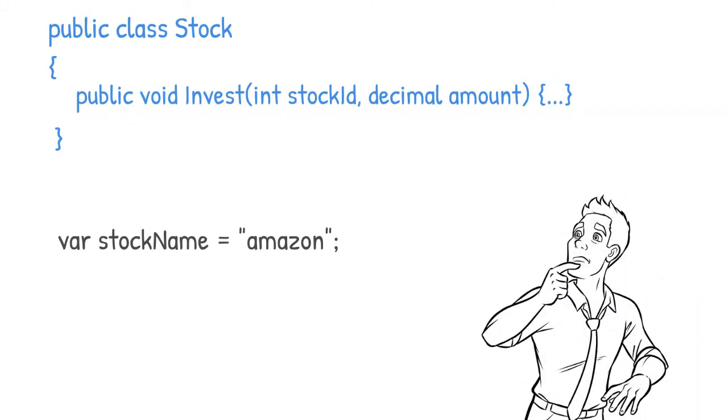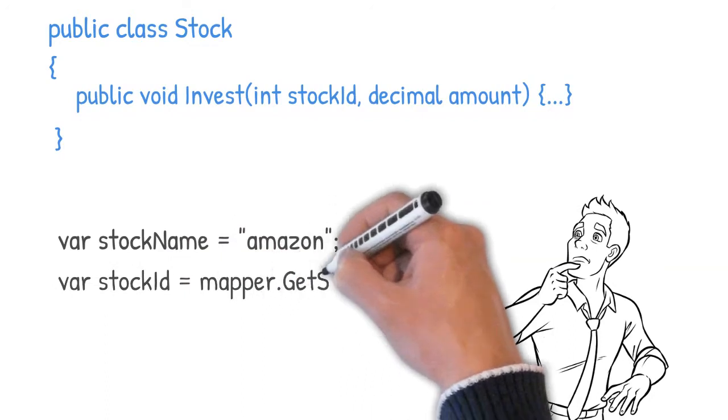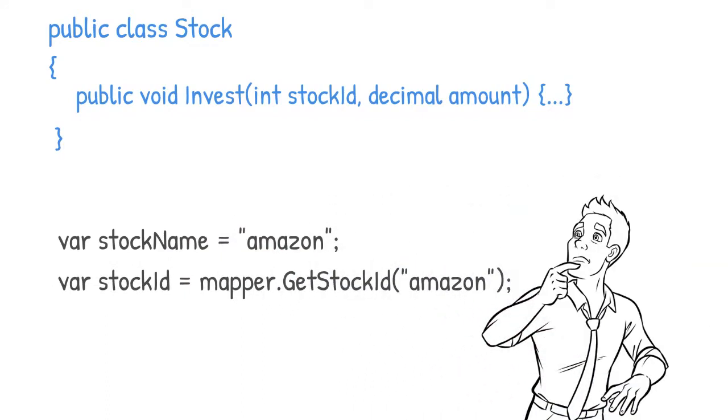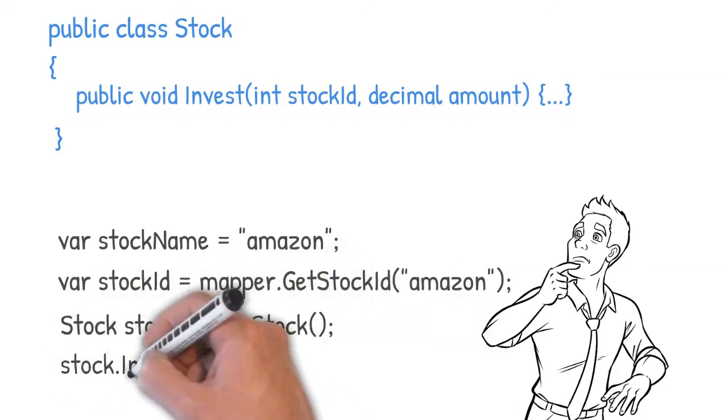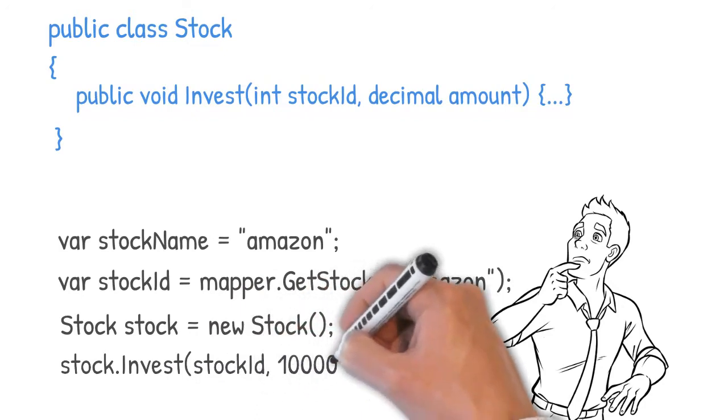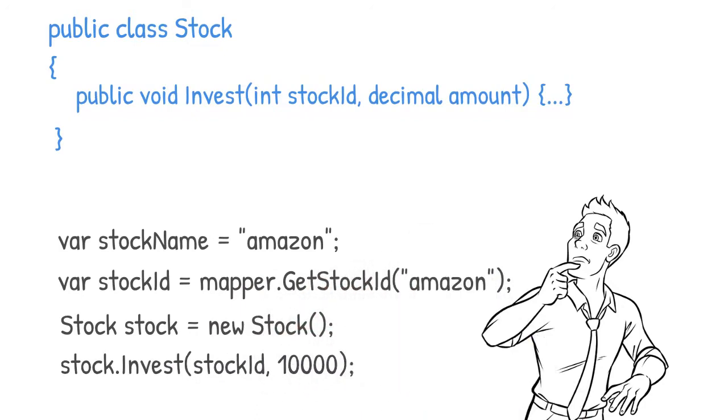But the consumer will get confused. I don't have stock ID. From where should I get the stock ID? After reading the online material here and there, asking different set of people, consumer will finally realize that there is a mapper that can give stock ID based on stock name. Once the stock ID is collected, consumer will now try to utilize the stock object by invoking invest method. This looks okay because there is just a mapper that has to be consumed.